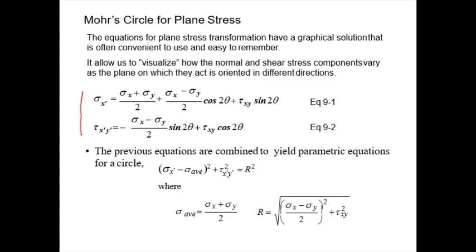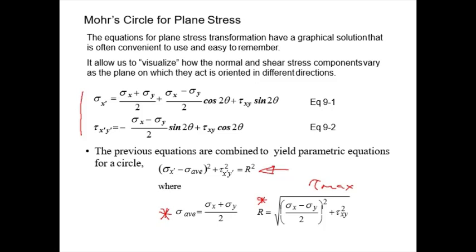Now these two equations, if you look at the mathematical approach, can be combined and rearranged to come up with this equation here. If you notice, this is an equation for a circle. In this equation, sigma average is the same sigma average we were talking about in the last lecture, and R is equal to tau max. This equation here is tau max, right? That is the maximum shear stress. So this circular equation can then yield a circle.